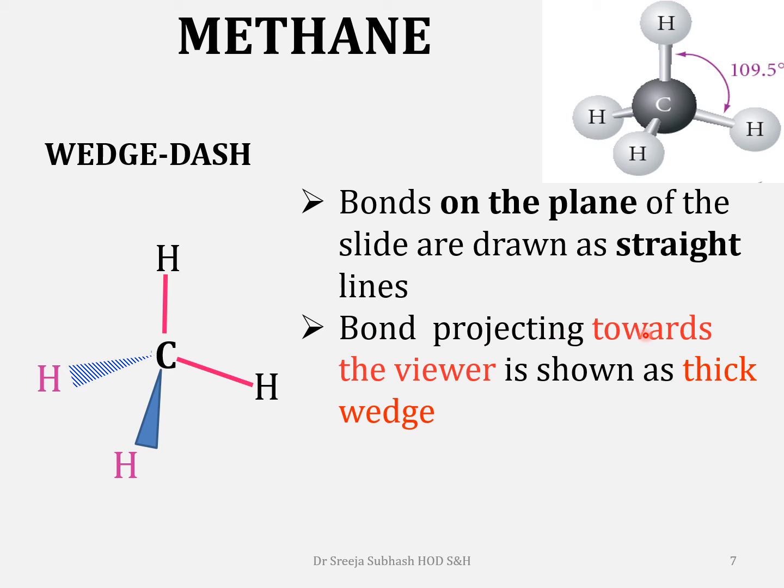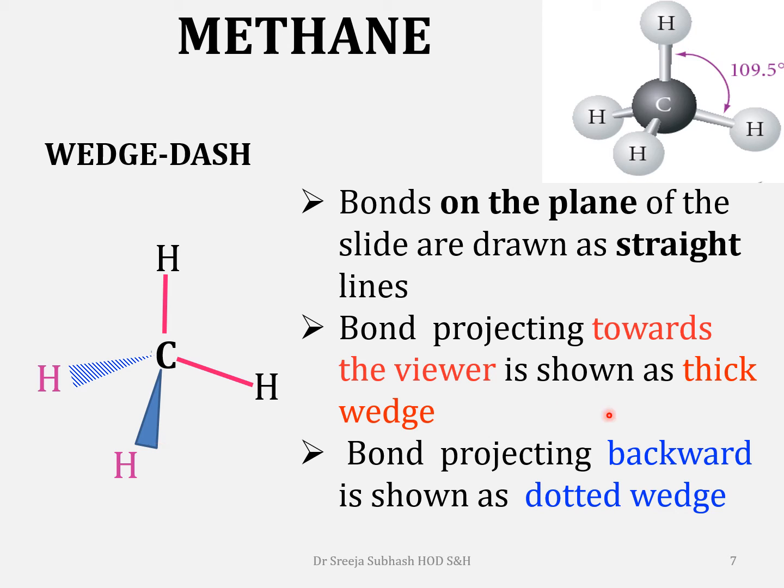Now, the bond projecting towards the viewer, which is this one, is shown as a thick wedge. That is what you see here. Now the last one, the bond projecting backward, which is this one, is shown as a dotted wedge. So this is how you convert a three-dimensional tetrahedral structure onto paper in a three-dimensional wedge-dash model. I hope it is clear to all of you.